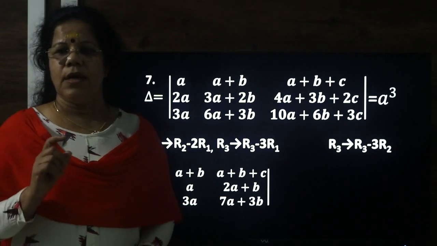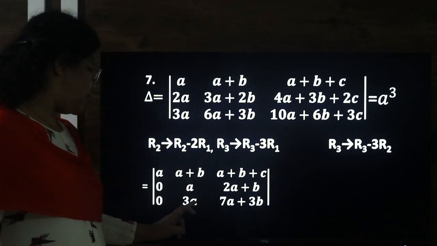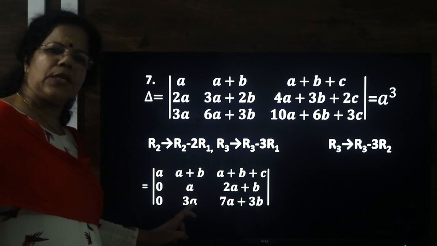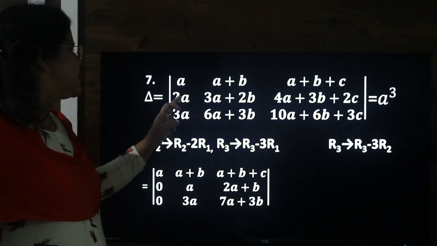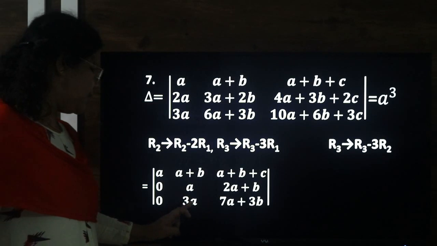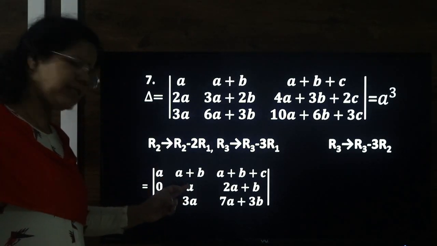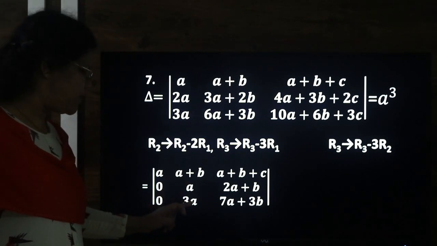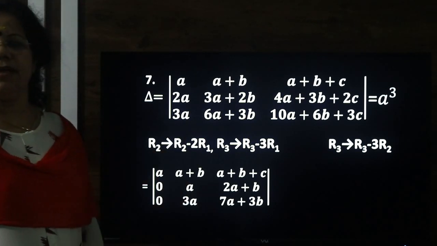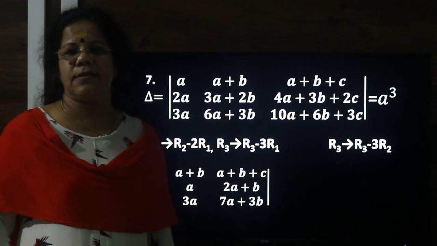R3 changes to R3 minus 3R2. That means my attempt is to make this one 0. Just like the previous case, these two zeros, here 3a to 0. That is, 3a should, R2 changes to R2 minus 3R1. This will become 0. The work will be easy. Let us see what will be the resulting determinant.